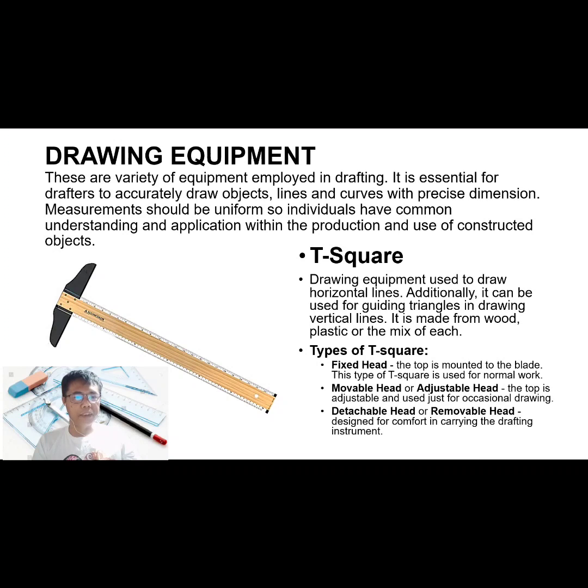Next type is detachable head or removable head, designed for comfort in carrying the drafting instrument. With this type of T-square, the head is removed so that when you carry it in a jacket, it is convenient for you to travel.